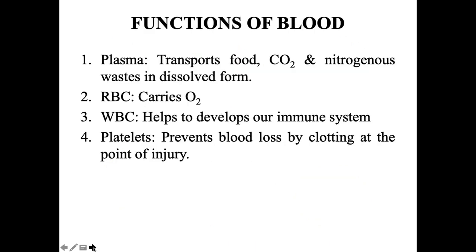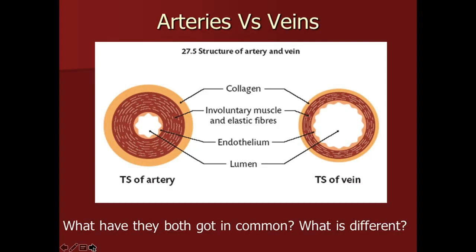Function of the blood. The blood is plasma, and this plasma transports food, carbon dioxide and the nitrogenous waste in the dissolved form. The RBC carries oxygen. The WBC helps to develop our immune system, and the platelets prevent blood loss by clotting at the point of injury.